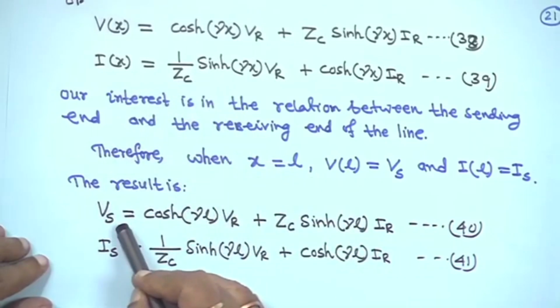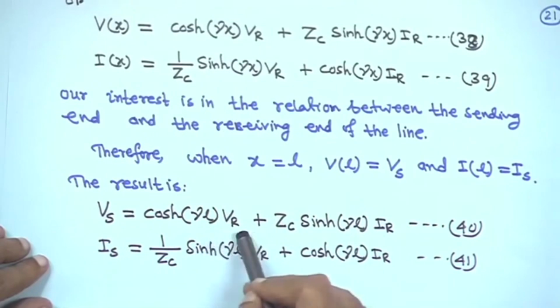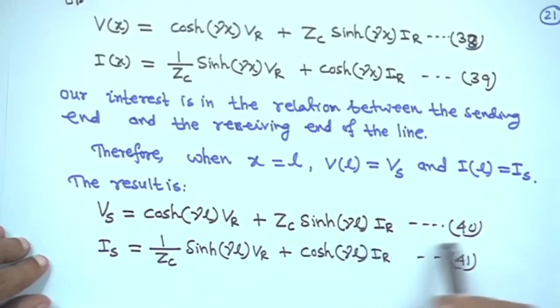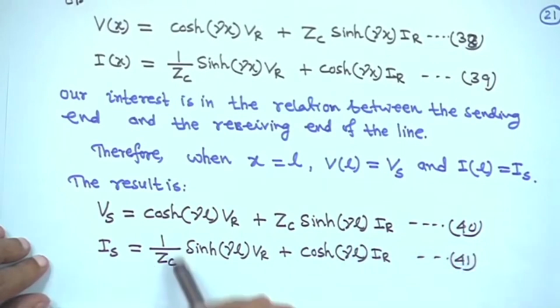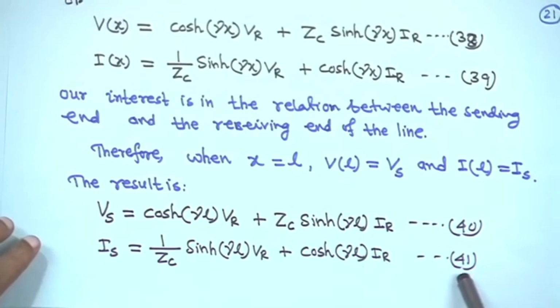So, V s is equal to, instead of gamma x it will be, cos hyperbolic gamma L into V r plus Z c sine hyperbolic gamma L into I r. This is equation 40. Similarly, I s is equal to 1 upon Z c sine hyperbolic gamma L into V r plus cos hyperbolic gamma L into I r. This is equation 41.